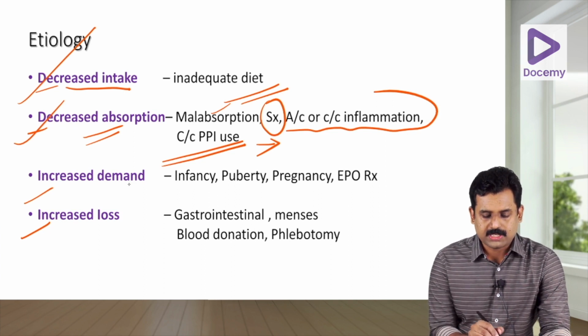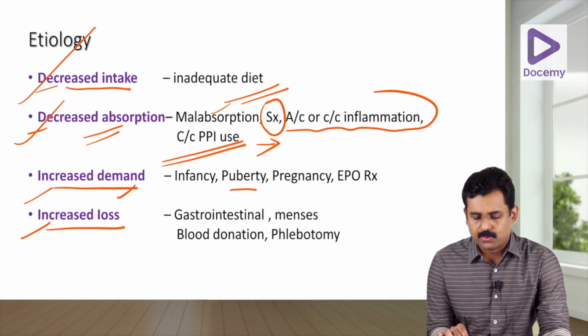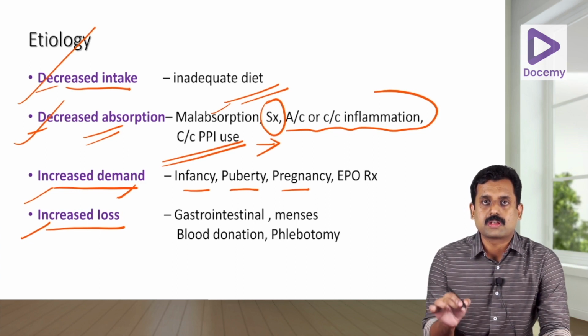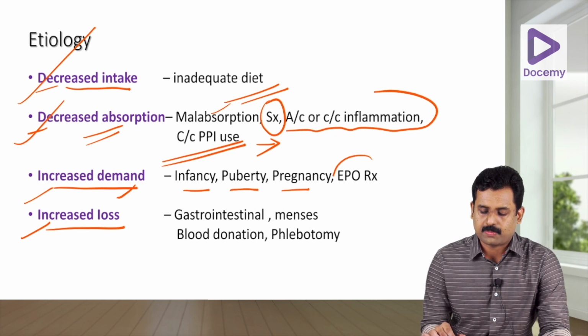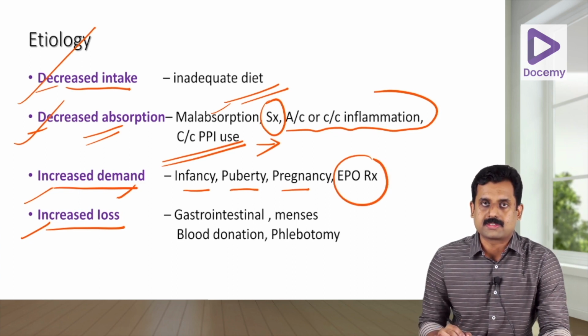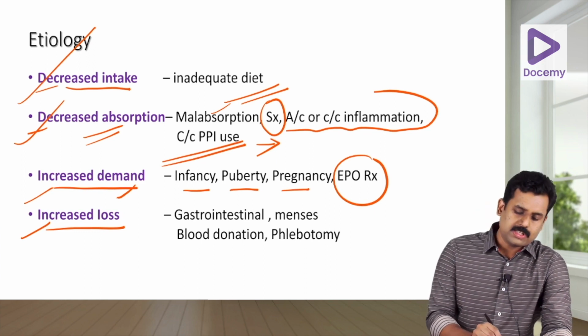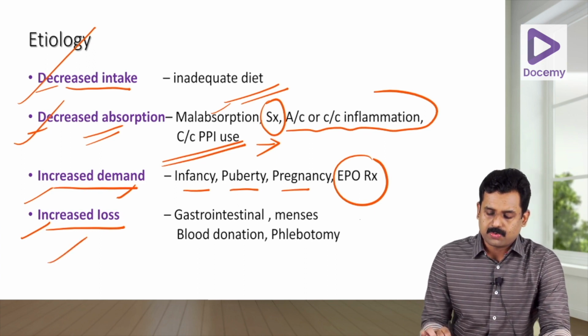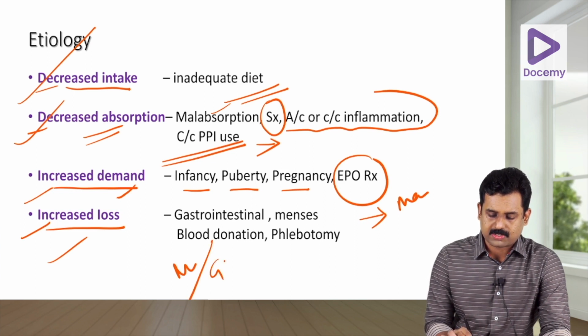The next set is increased demand or increased loss. Conditions like puberty, infancy, pregnancy are conditions where the iron demand is increased. People on erythropoietin therapy need excess iron, just like CKD patients. Okay, and increased loss, basically there are 2 types. One is menstrual loss, the other one is gastrointestinal loss.